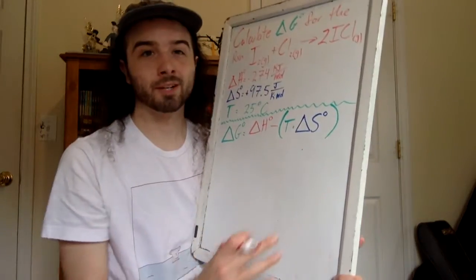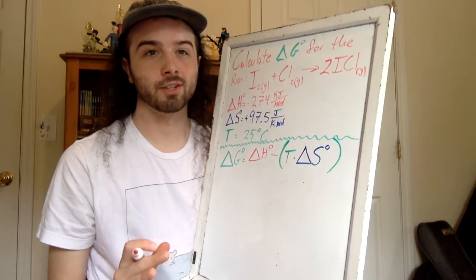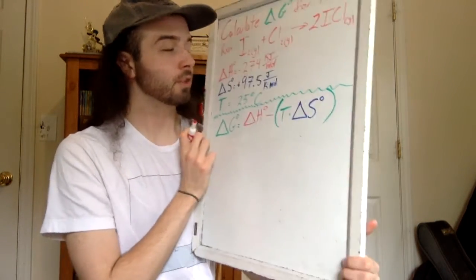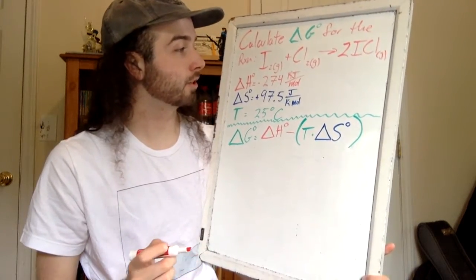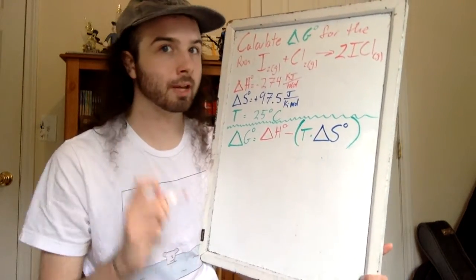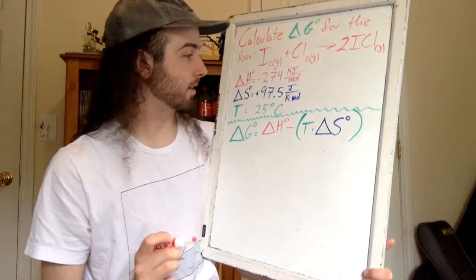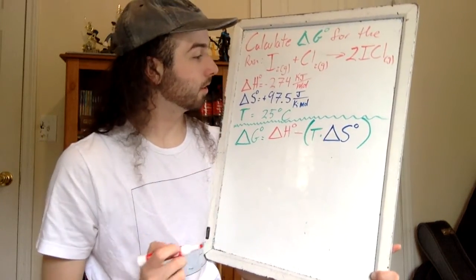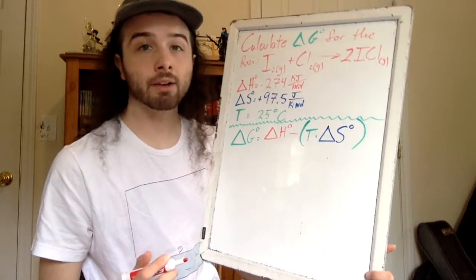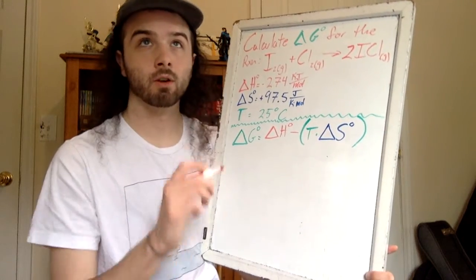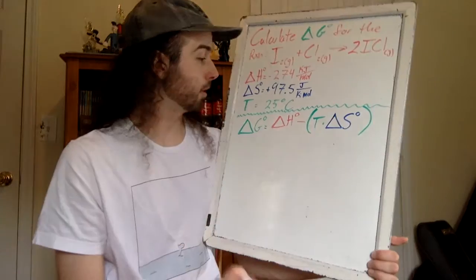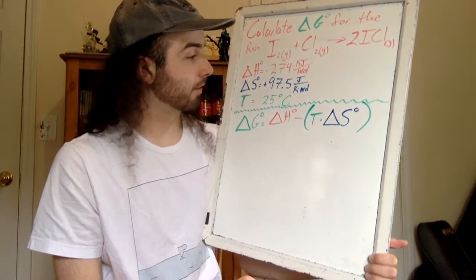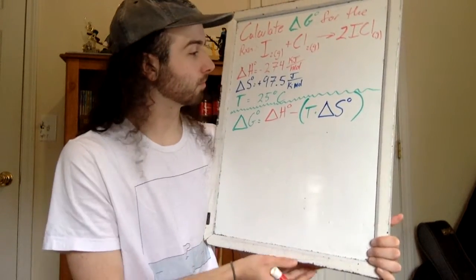All right, so we have this reaction. We're going to find our delta G naught for this reaction. So we're given a couple pieces of information. We have our delta H naught equal to negative 274 kilojoules per mole. Keep that unit in mind. We'll be coming back to that. Our delta S naught is positive 97.5 joules per Kelvin times mole. Again, keep your units in mind. Then our temperature that we're working at is 25 degrees Celsius, so normal room temperature.